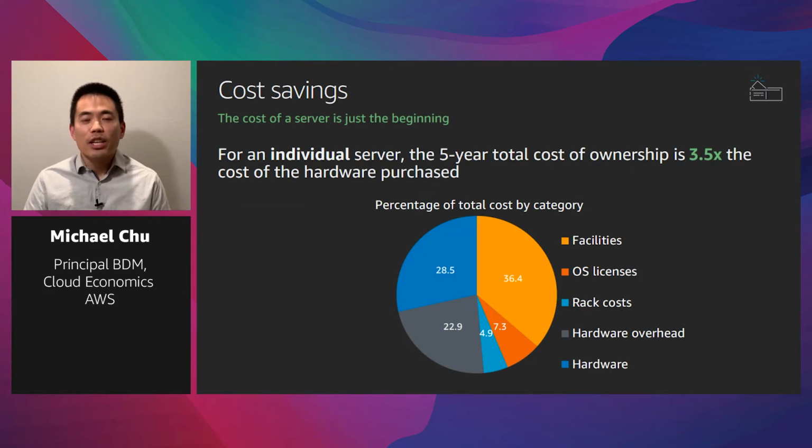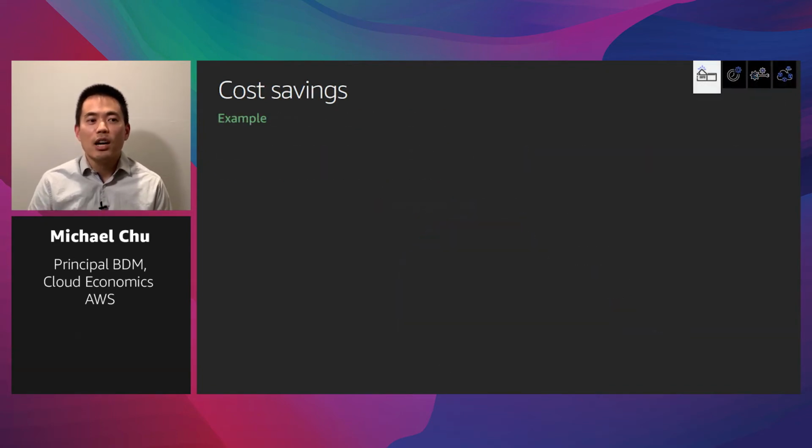Now, when we look at an individual server, on average, the 5-year TCO of that server is 3.5 times the initial cost of the hardware being purchased. And you can see the different categories that the additional costs fall under. Now, what I'm going to do is walk through an example of how to think about building out a business case or TCO analysis for one particular server.